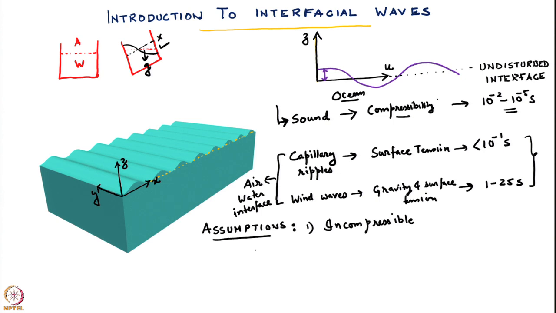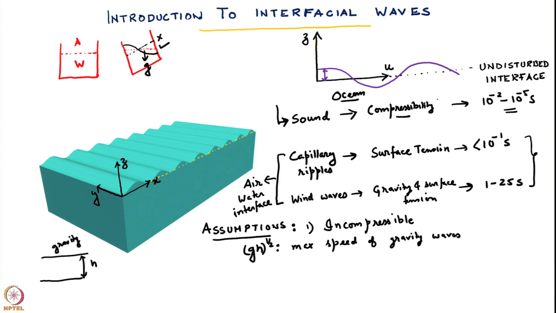When is this justified? We will see later that if you have a liquid layer of depth H, and we are looking at gravity waves, where gravity acts as the restoring force, then the square root of G into H is a typical upper limit of the speed that these waves can take, where G is the acceleration due to gravity. So (gH)^(1/2) is the maximum wave speed. We will see this later. And you can see that if this is the maximum wave speed, then the incompressibility assumption is going to be good if my maximum wave speed (gH)^(1/2) is much, much less than my sound speed.